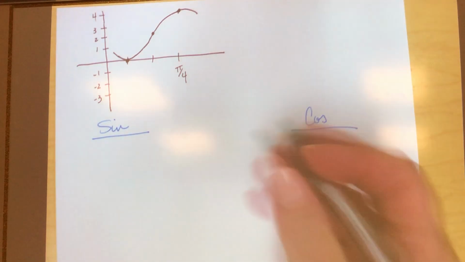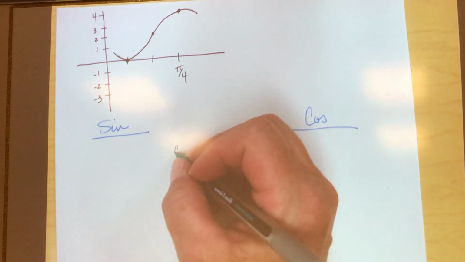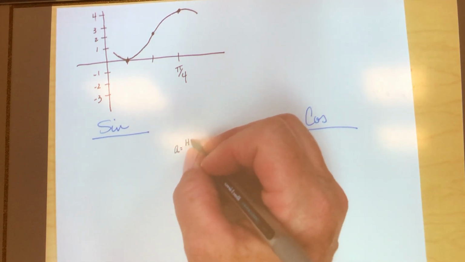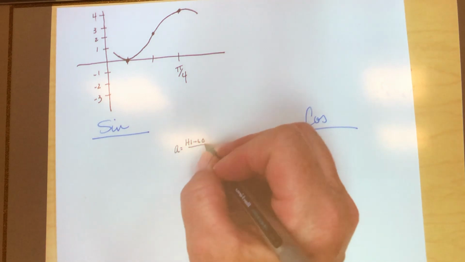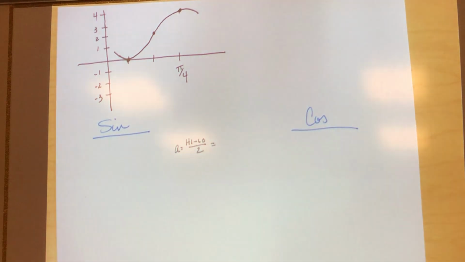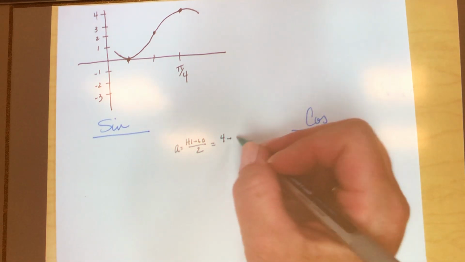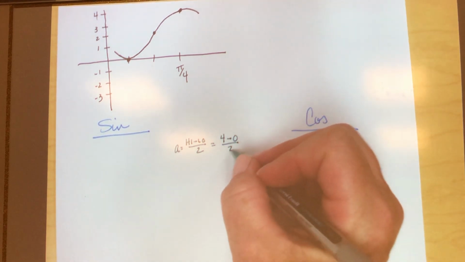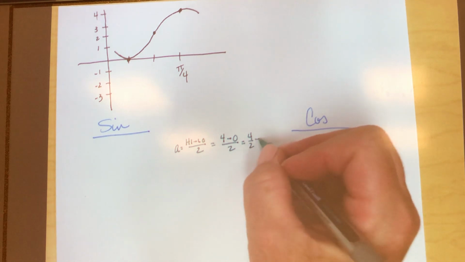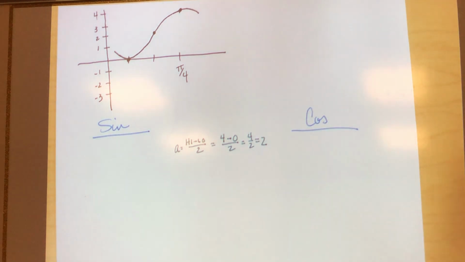I kind of like to do stuff in order. So A is the amplitude. The formula is high minus low over 2. What's the high? 4. Minus, what's the low? 0. 4 over 2, so my amplitude's 2. Check, got that.